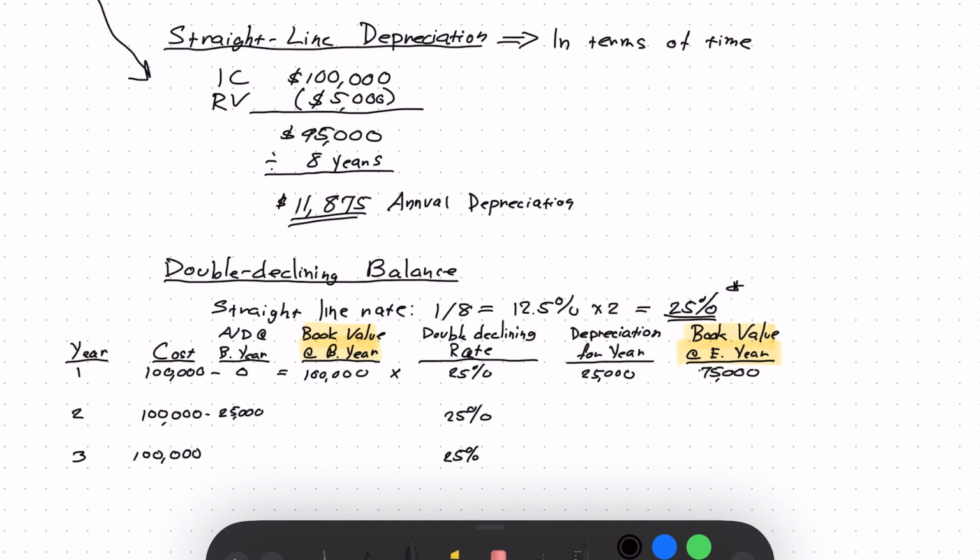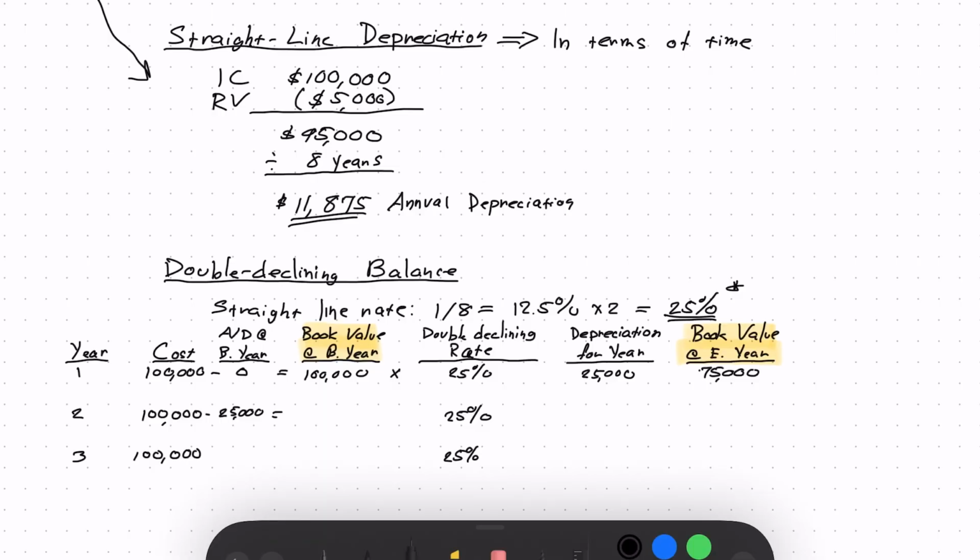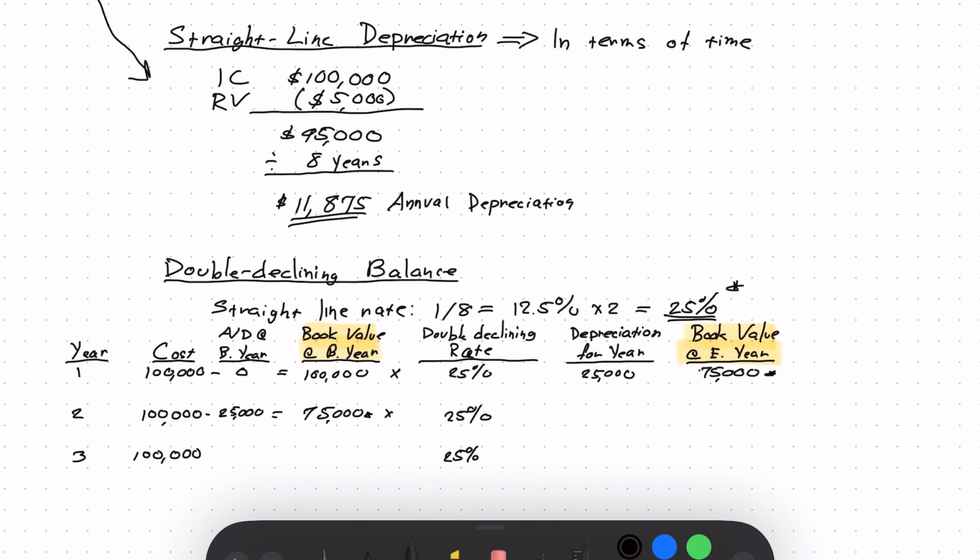We're going to follow the same process to get our book value at the beginning of the year, but now we do have $25,000 in our accumulated depreciation account. So we've got our $100,000 minus our $25,000. This gives us $75,000 of book value for the current year at the beginning of the year. You'll see that that $75,000 here is the same $75,000 over here. So following our process across, we are going to take that $75,000, multiply it by 25%, and we get $18,750.